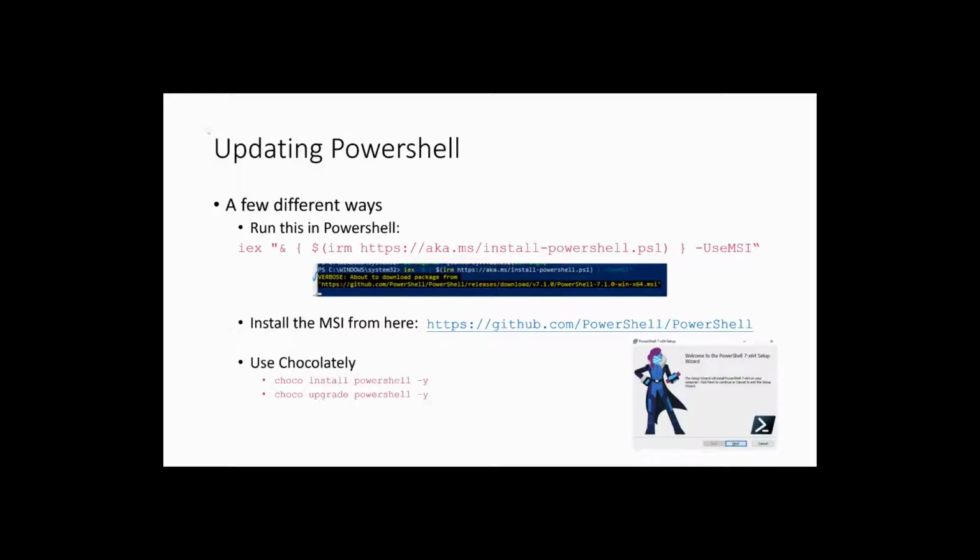Okay, updating PowerShell. If you need to update PowerShell, which you probably should, there are a few different ways to do it. The first way is to run this command. You can just copy and paste it right into PowerShell. What it's actually going to do for you is download an MSI and then install that MSI in the background. You can get the graphical MSI installer through GitHub here. Your installer, as you're installing it, will look like this.